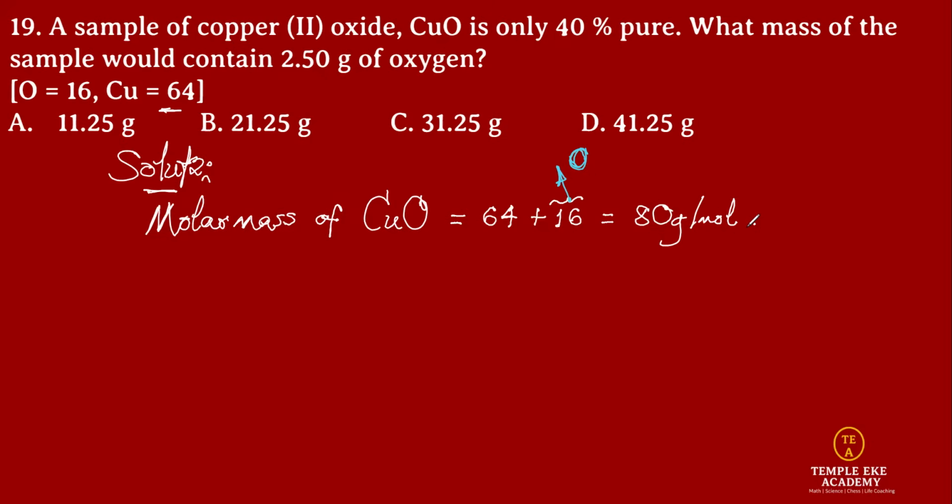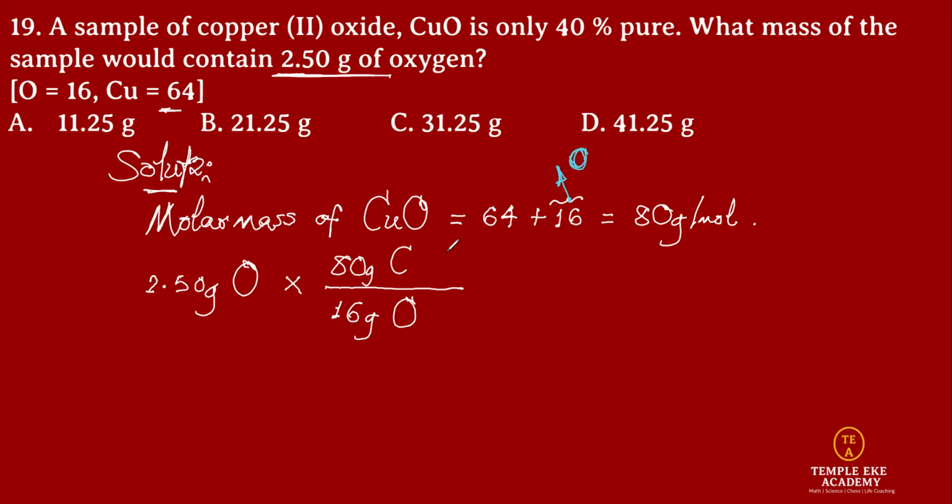So let us start it straight off. Starting from the given value, 2.50 grams of oxygen. Let's go. Therefore, we have 2.50 grams of oxygen. And now we're going to multiply in such a manner that we can cancel this unit, gram of oxygen. To cancel that unit, it has to happen in the denominator. So we have to provide gram of oxygen here, and we make use of the relationship. 16 grams of oxygen is present in 80 grams of copper 2 oxide. So 80 grams of copper 2 oxide. Beautiful.